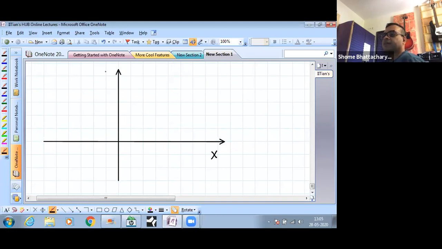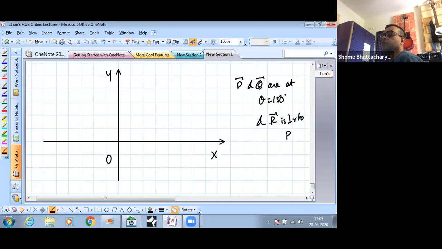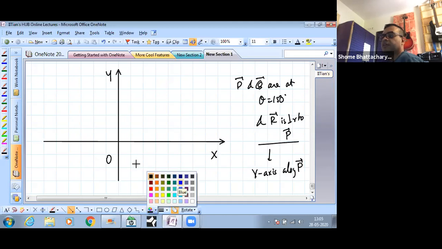So if I assume my x and y axis are like this, it's only saying that p and q are at theta equal to 150 degrees, okay? And the resultant is perpendicular to p. So because resultant and p are perpendicular, you can start with this. Let's take the x-axis along the vector p. If my x-axis is along the vector p, then my vector p must be looking like this in this diagram. And then this is at 150 degrees.